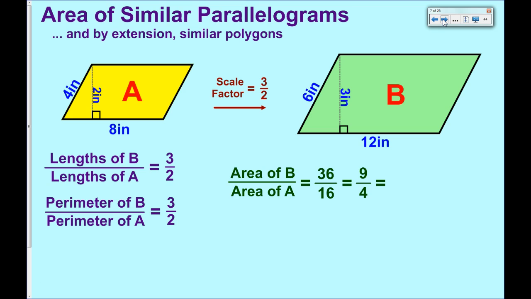And maybe you were hoping for that 3/2 to pop up, but it didn't. But it sort of did at the same time. You see, if you take 3/2 times 3/2, you get 9/4. So it's like we took the scale factor and squared it.